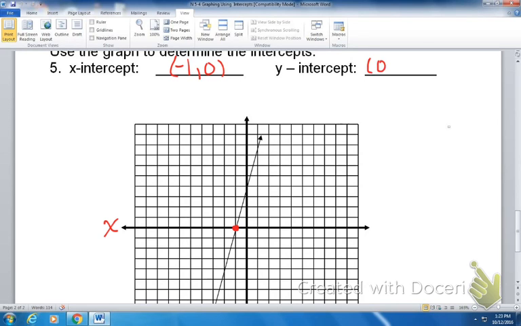You should already know here that my x is 0, and it crosses my y-axis right here. Now, this is going to be a little bit of an estimation, okay? It's not quite on either point. It's in the middle, but I need to go up 1, 2, 3, and about a half. So I'm going to put my y-intercept as 0, 3.5.